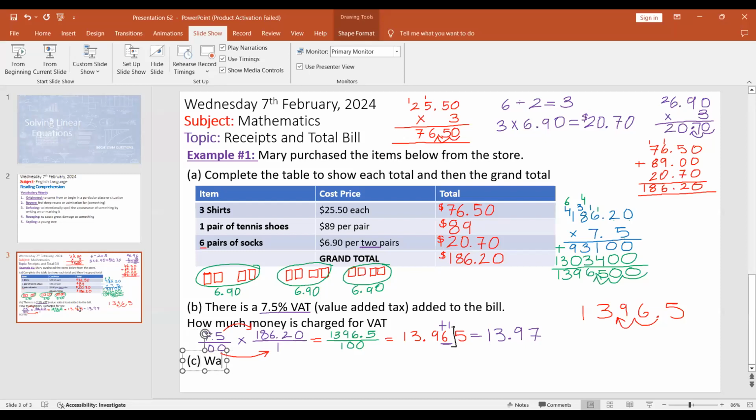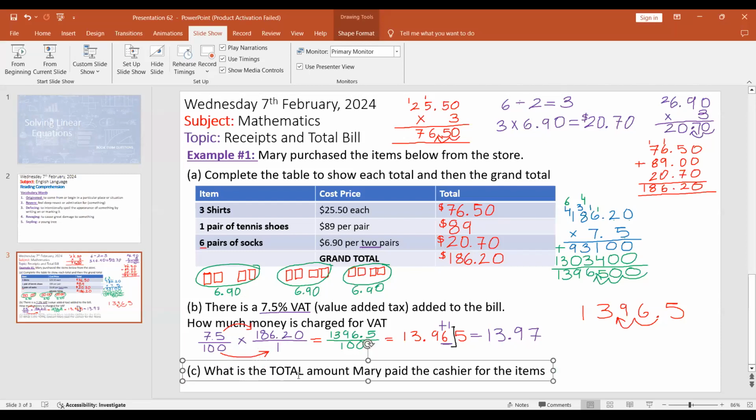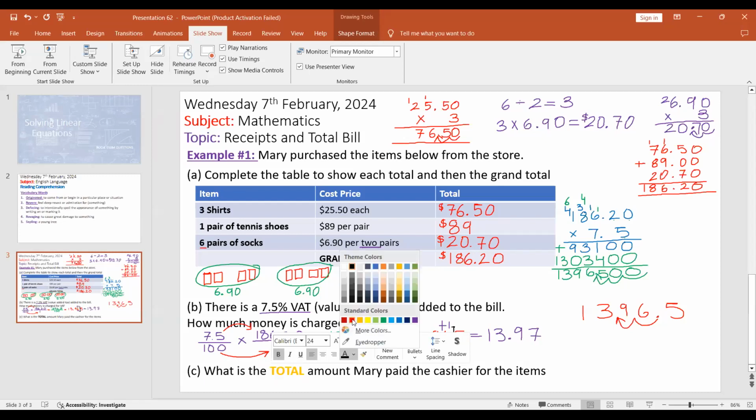What is the total amount Mary paid the cashier for the items? What is the total amount? Now, when we say total, what do we mean? What are we going to do? Add up all together. Yeah, we're going to add up. So what are we going to add?